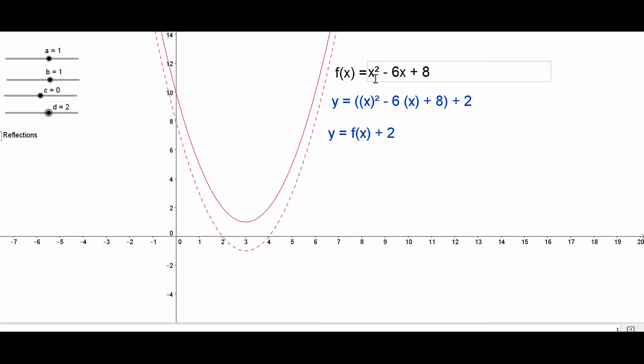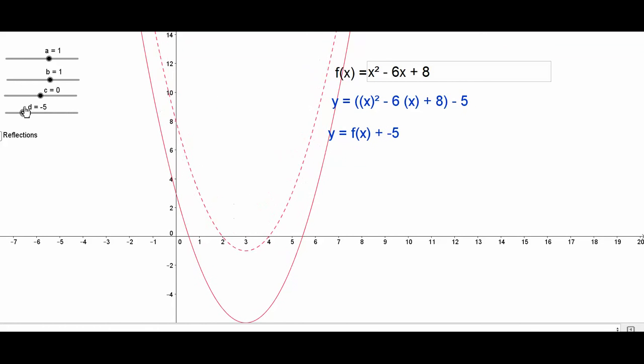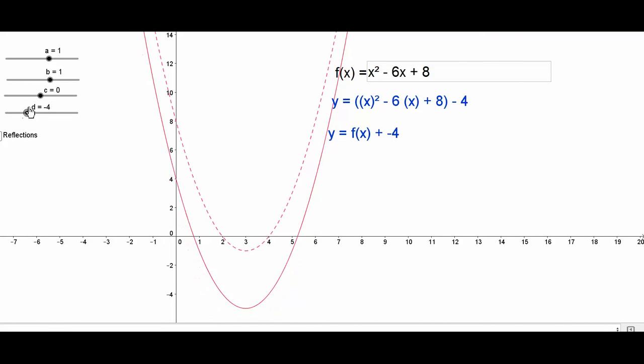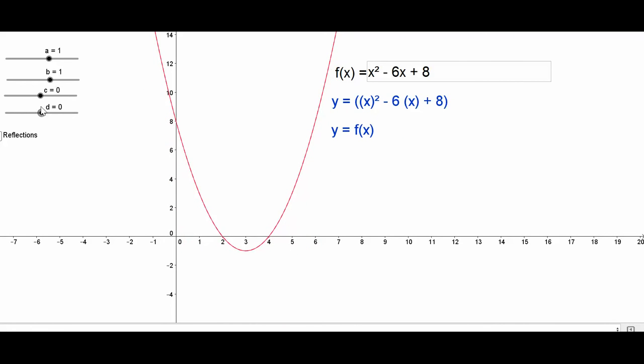So here y equals f of x plus 2, or the function x squared minus 6x plus 8 plus 2. The more I add, the further we go in the y direction. If we subtract a number from the function, the curve moves down. We call this transformation a translation.